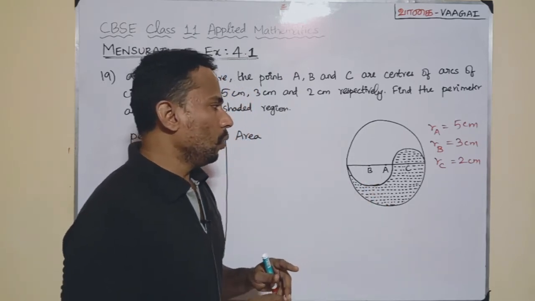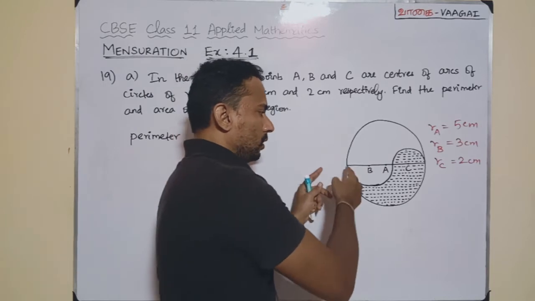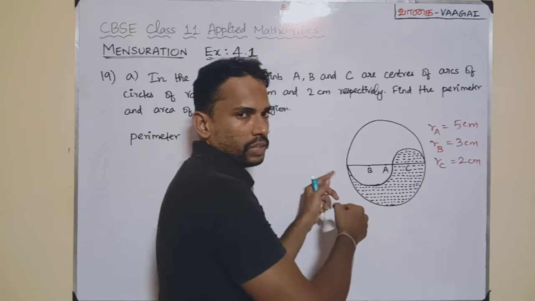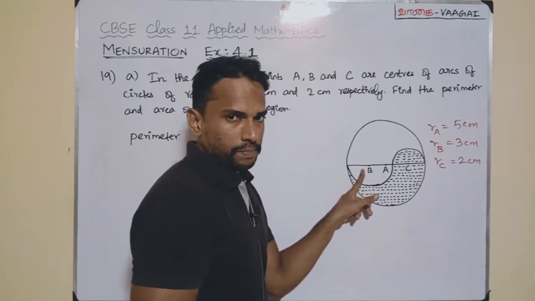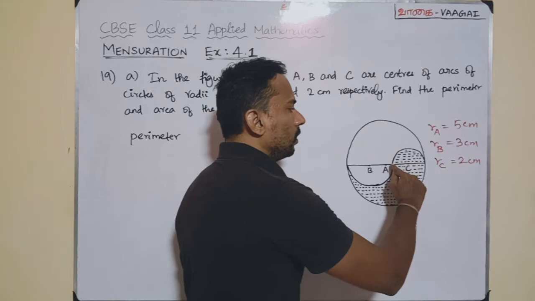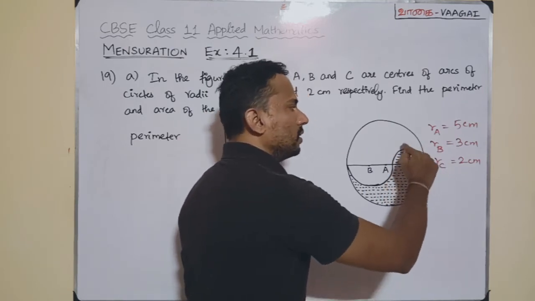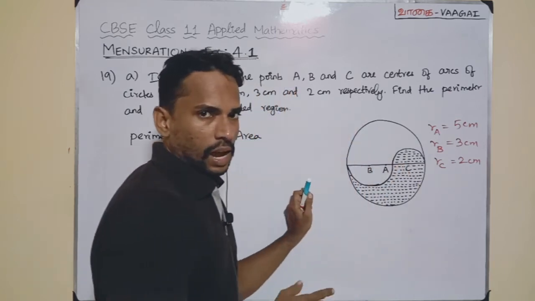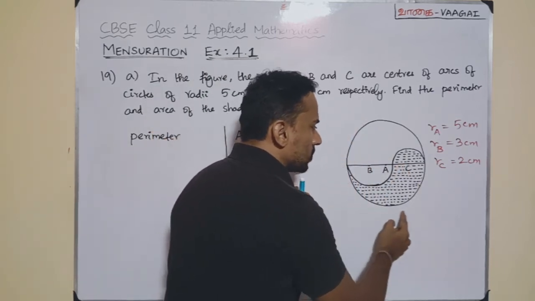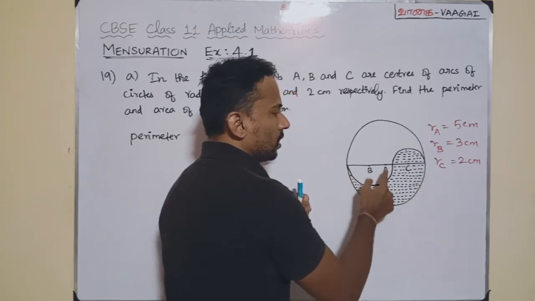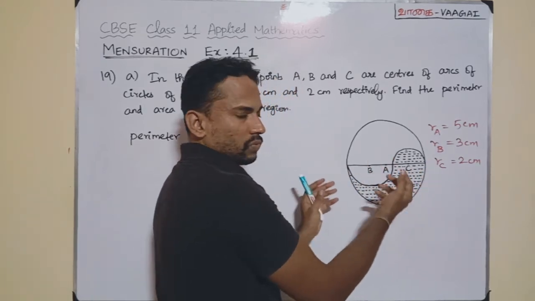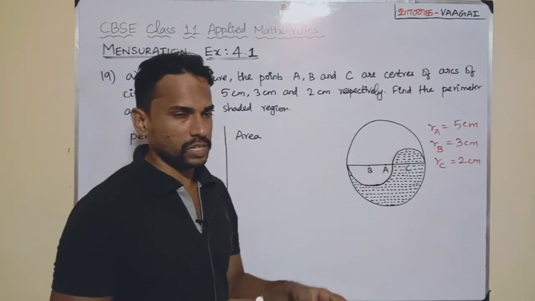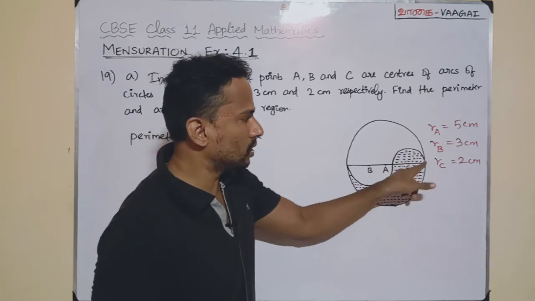Now this portion, if you see, the boundary here is the arc of the semicircle whose center is B. And here we have another border. This is bulged up. And here this arc is from the semicircle whose center is C. And here we have the other semicircle, whose arc is from the semicircle whose center is A. That's all. Now these are the bounded regions. Here one semicircle, here one semicircle, here one semicircle.